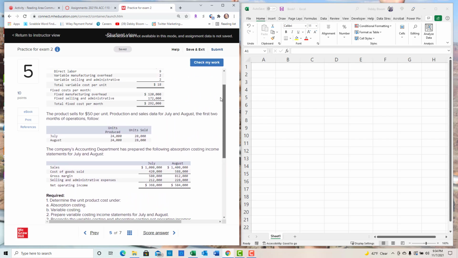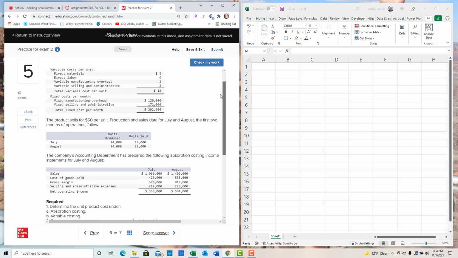Well, for requirement number 1, determining the unit product cost under absorption costing actually is relatively easy, because for July, we would take the cost of goods sold divided by the units sold, so 420,000 divided by 20,000. And in August, we take the cost of goods sold, 588,000, divided by the units sold. But let's actually do this the right way.